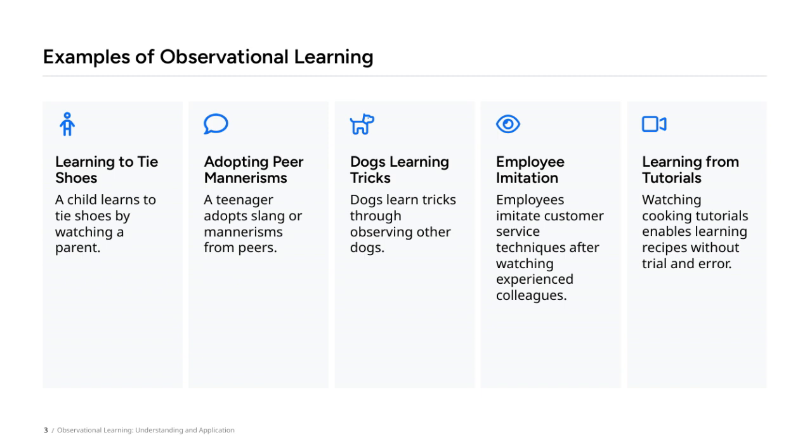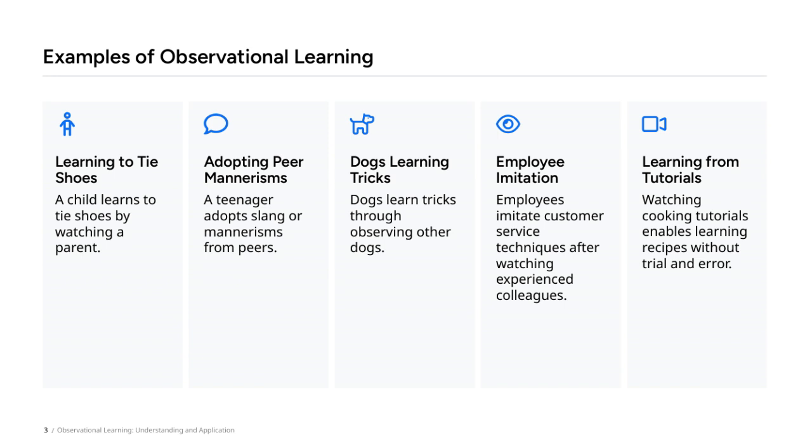Even animals use observational learning. Dogs, for instance, often learn new tricks by watching other dogs perform them. This shows how powerful observation can be across different species. In the workplace, employees often improve their skills by watching more experienced colleagues, especially when it comes to customer service techniques. This kind of imitation helps maintain high standards and promotes shared best practices.